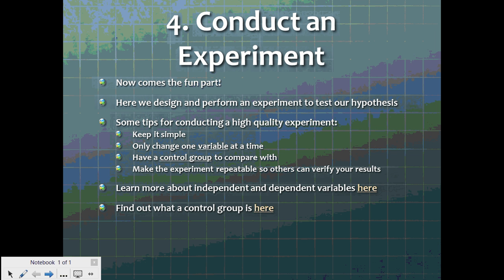Have a control group to compare with. Make the experiment repeatable so others can verify your results. And go to these two locations to learn more about independent and dependent variables, and that website is being shown to you there. And then find out what a control group is at this site.